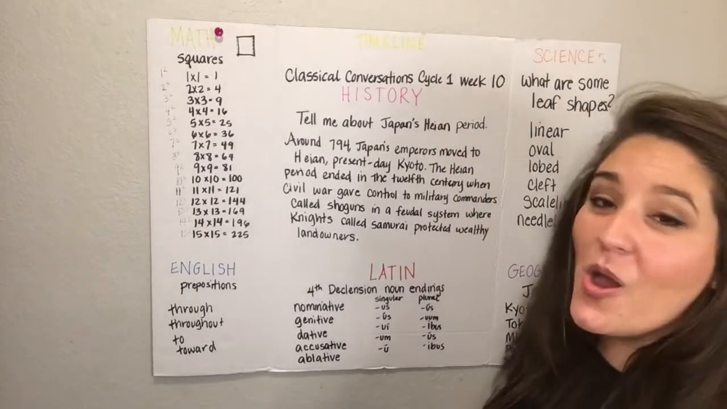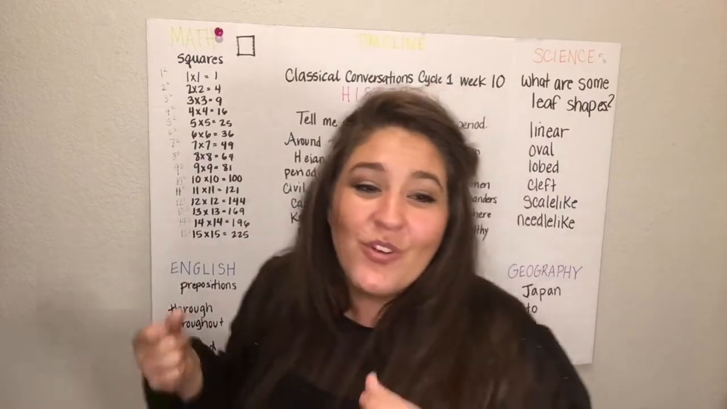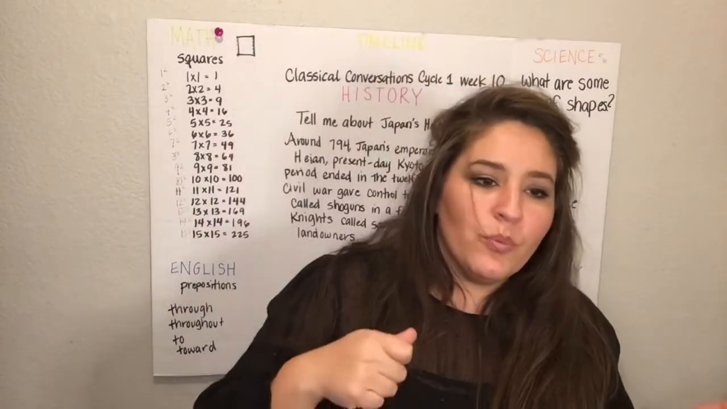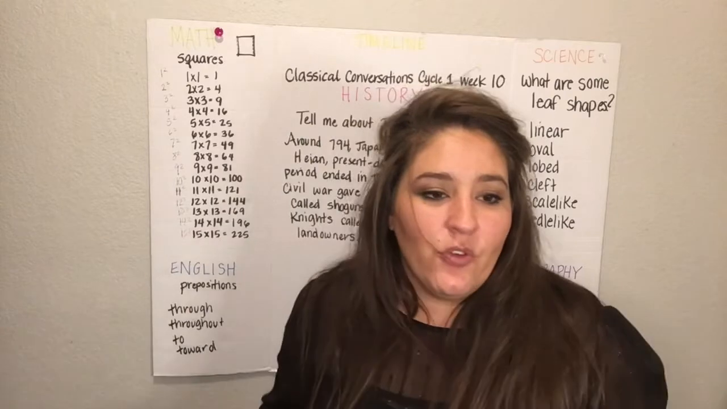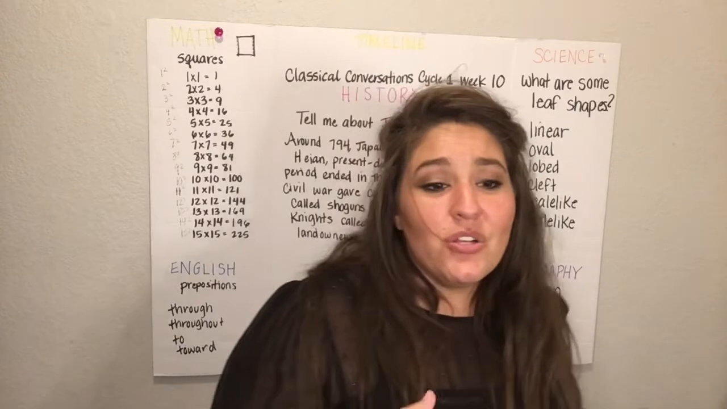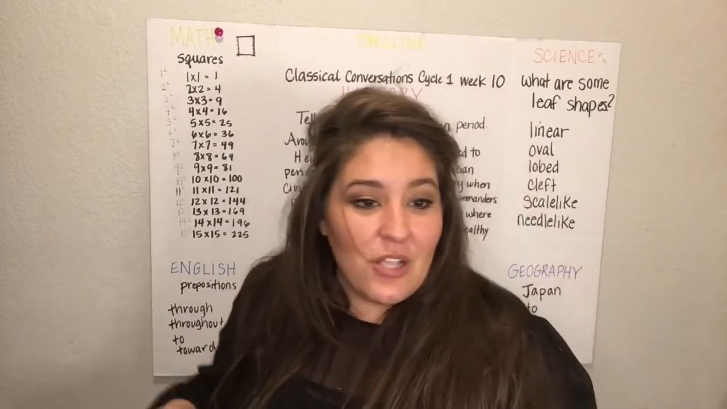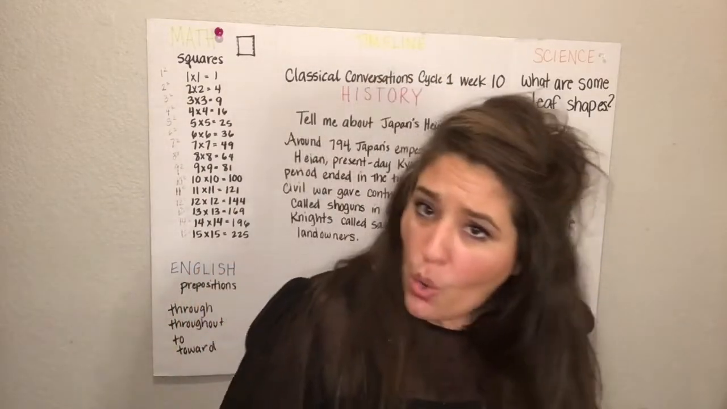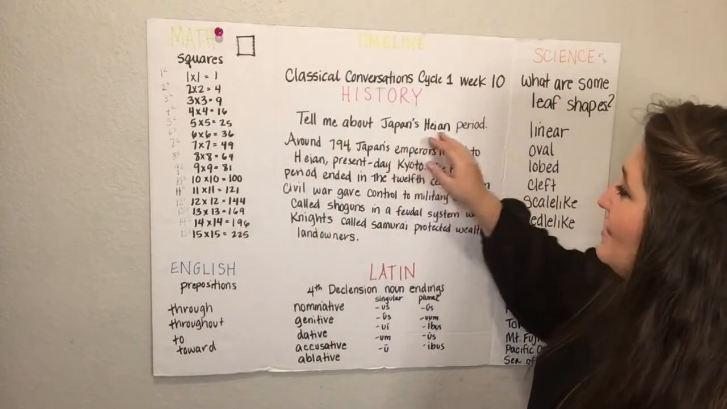Tell me about Japan's Heian period. Here we go. Around 794, Japan's emperors moved to Heian, present-day Kyoto. Boom, boom. The Heian period ended in 12th century when civil war gave control to military commanders called shoguns, in a feudal system where knights called samurai protected wealthy landowners. You got it. That's what we learned today in history about Japan's Heian period.